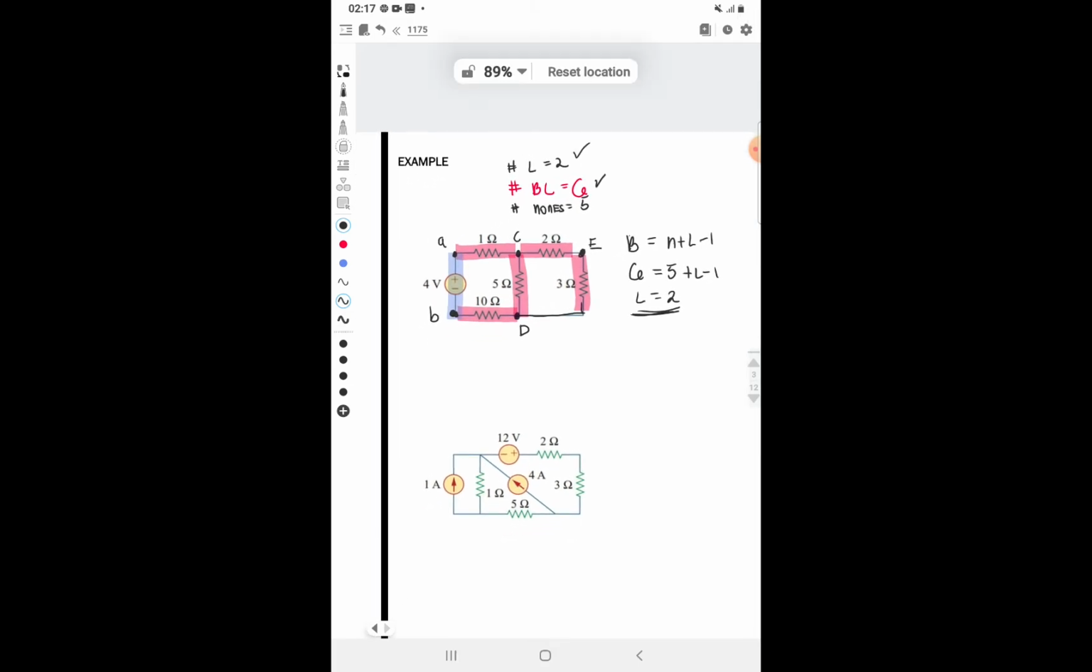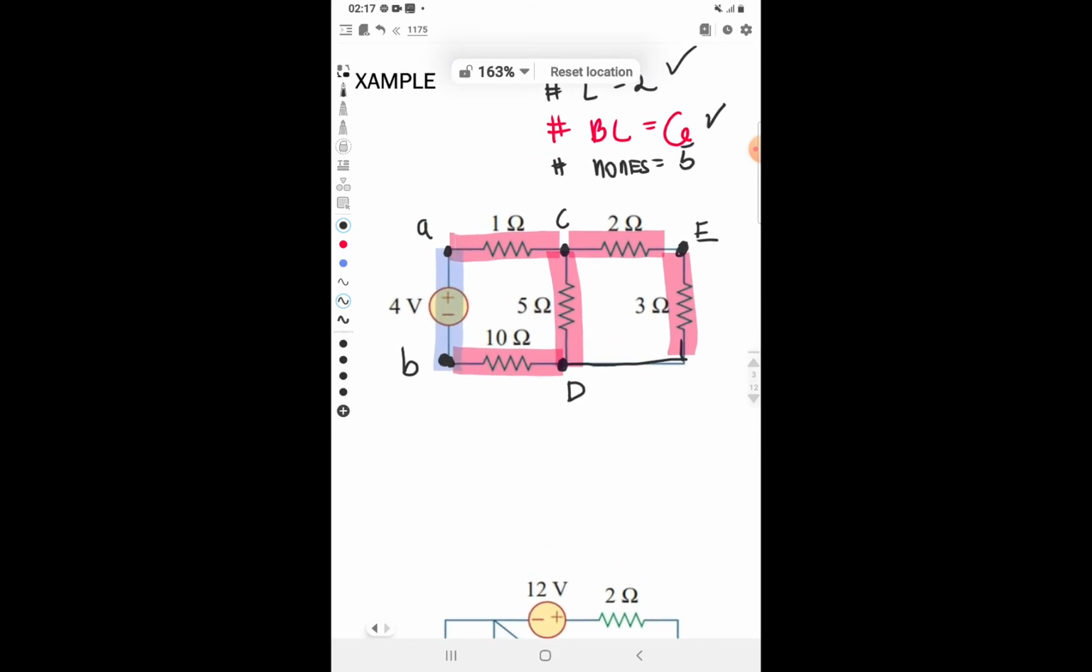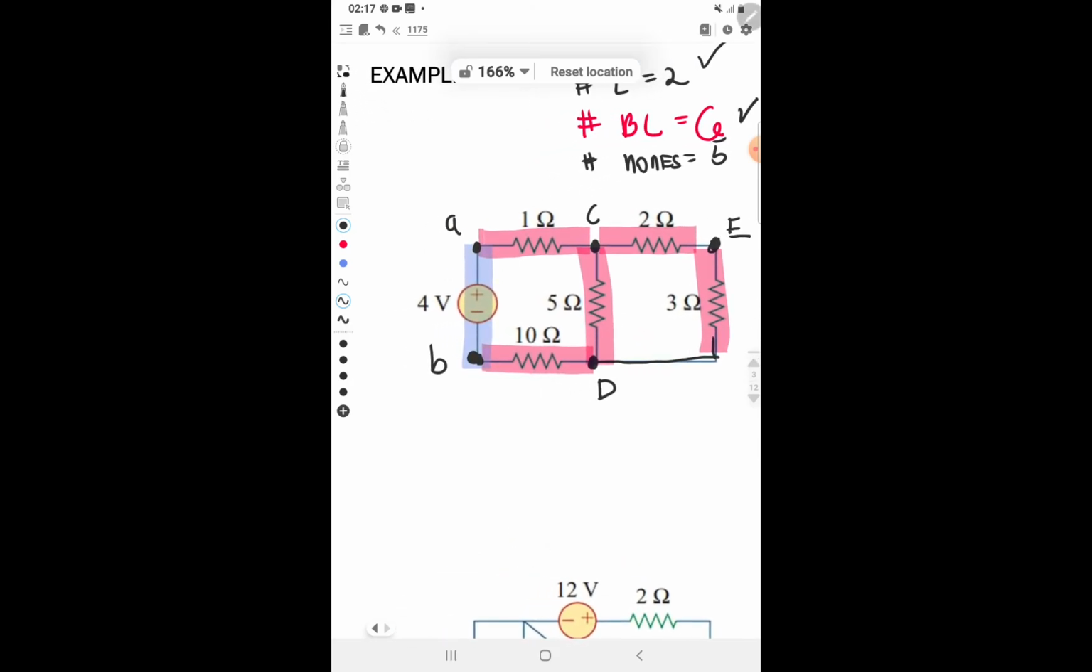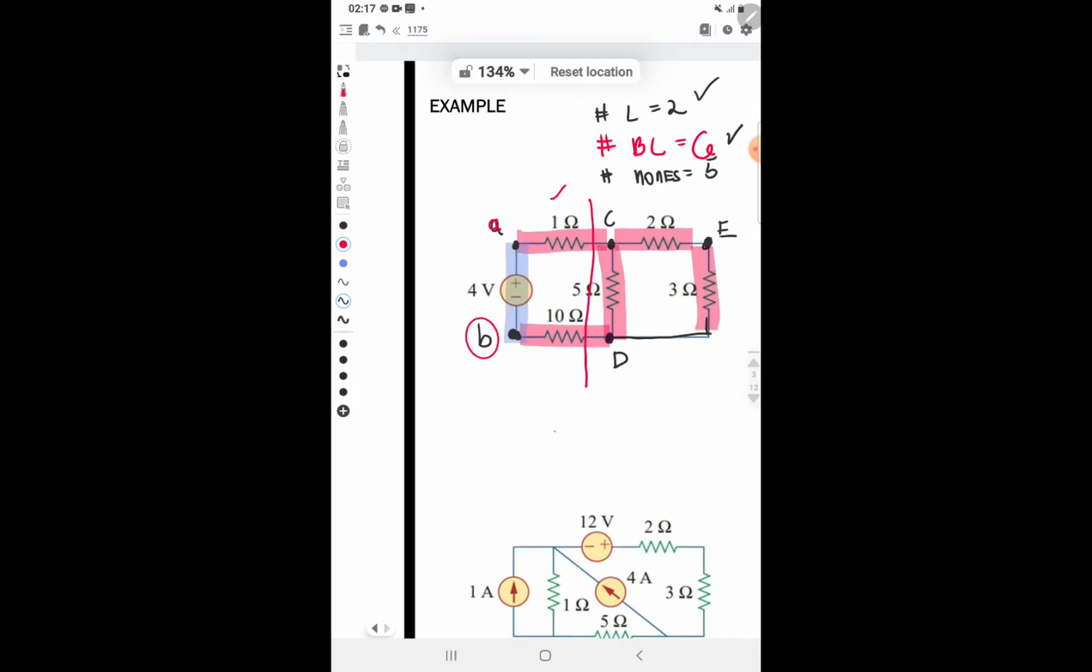Okay, so dito, ano yung mga element in series? Take note that since 1 ohm share a common node at A and 10 ohm share a common node at B, so therefore we may say that these 3 elements are in series. Okay, so in series ulit lang to.